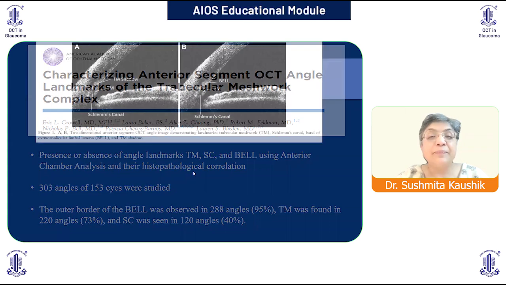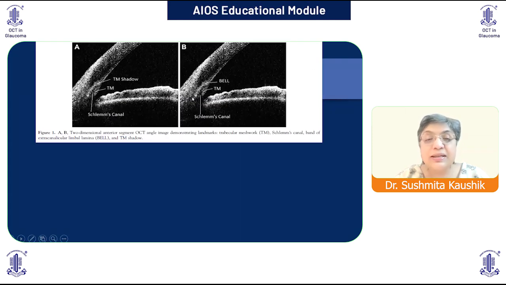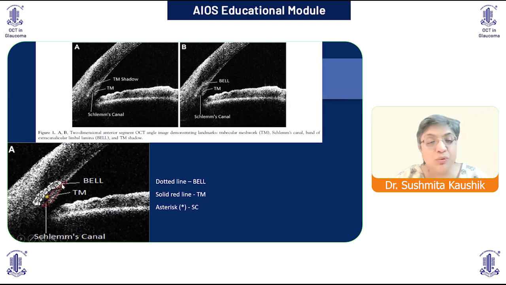Now what does this BELL mean? This is a band of extracanalicular limbal lamina. So if you see this BELL, this band of extracanalicular limbal lamina, this white thing, beyond that, all the structures in front of this is really the trabecular meshwork. So this is something which is really helpful in identifying trabecular meshwork, and then you can see whether the iris is in contact with this structure or not, which you always identified as trabecular meshwork. So BELL is something new that has come in.